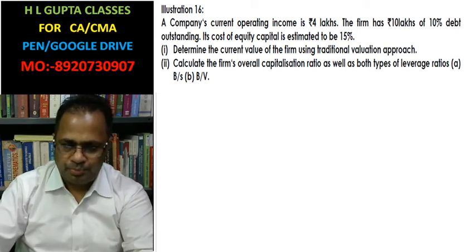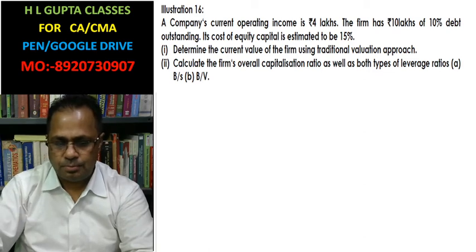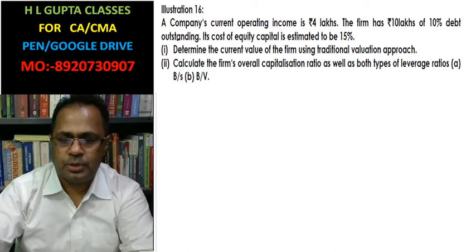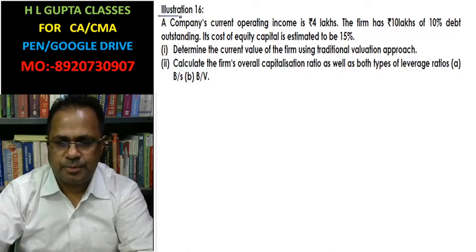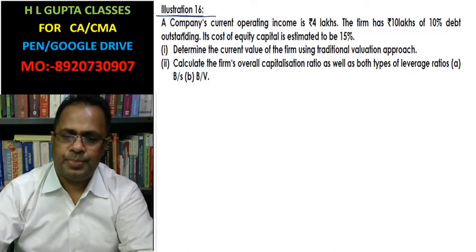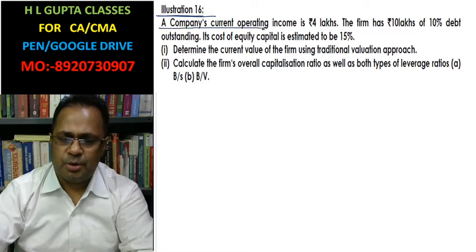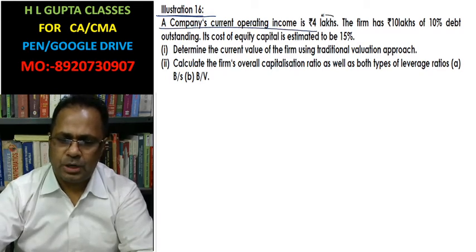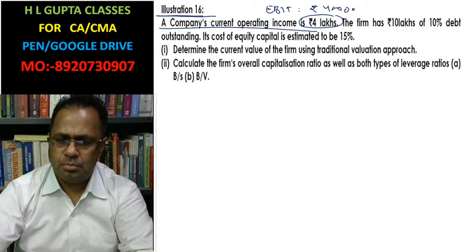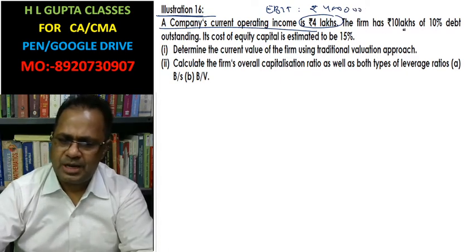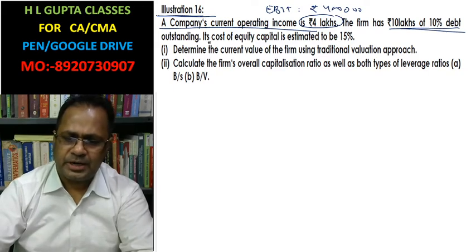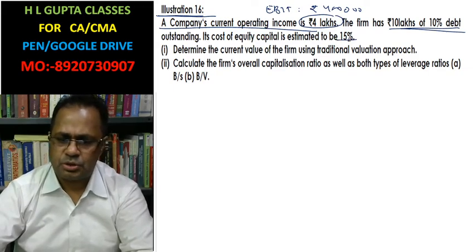Okay, please read the question. Illustration number 16. A company currently has an operating income of rupees 4 lakh. Operating income is equal to EBIT, so EBIT is rupees 4 lakh. The firm has 10 lakh of 10% debt outstanding, and its cost of equity is 15%.